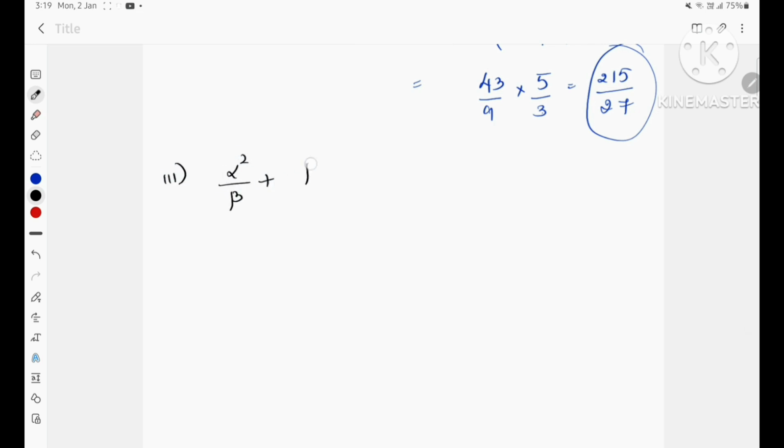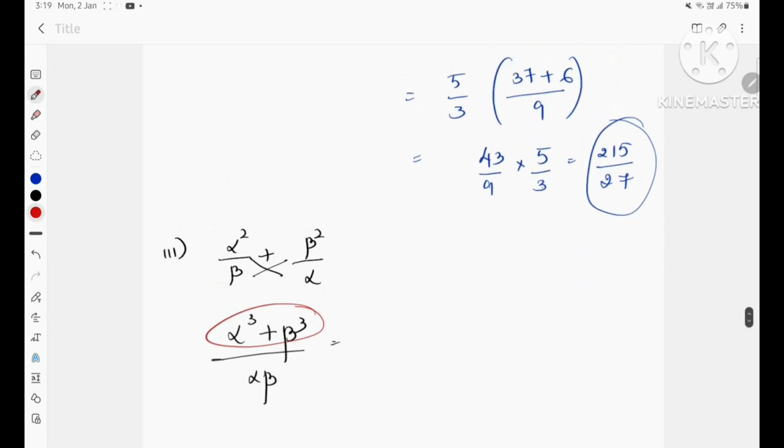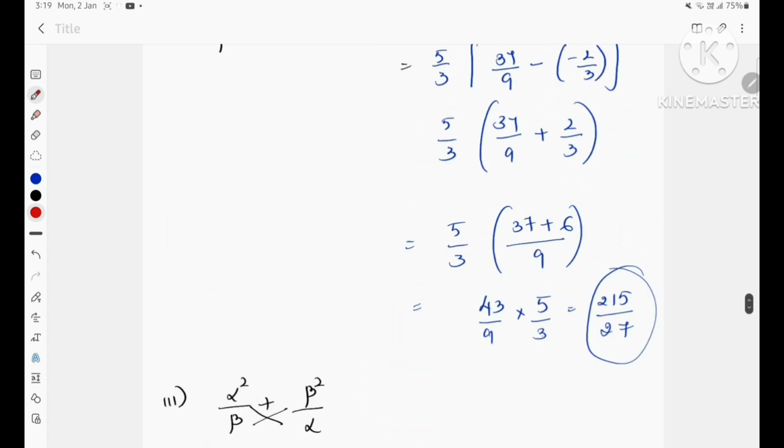So third part is alpha square by beta plus beta square by alpha. So if you simplify the expression first, you get alpha cube plus beta cube by alpha into beta, which is again using the above value, that is 215 by 27, by alpha into beta, which is minus 2 by 3.